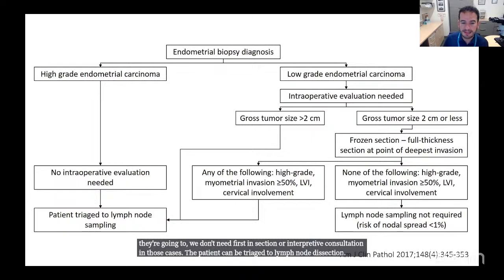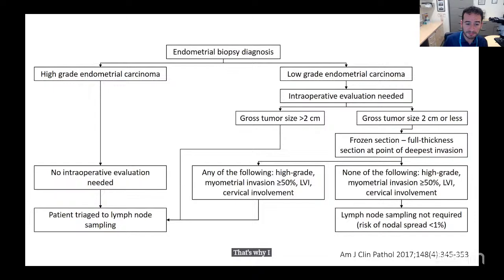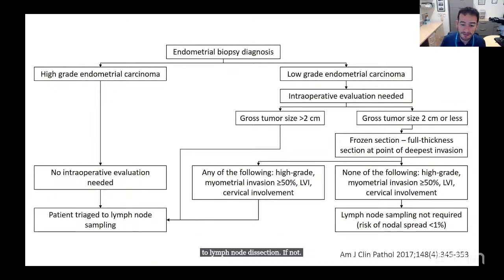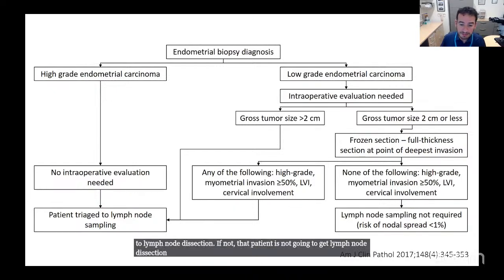But if it's a low-grade lesion, then they want to know about the size. That's why I emphasize tumor size measurement. And they want to know about myometrial invasion, LVI, or cervical involvement. And if you have any of that, if you have myometrial invasion of at least 50% of the uterine wall, if you have LVI or cervical involvement at the time of intraoperative consultation, that patient again is going to be triaged to lymph node dissection. If not, that patient is not going to get lymph node dissection, and you probably will spare her a lot of complications.